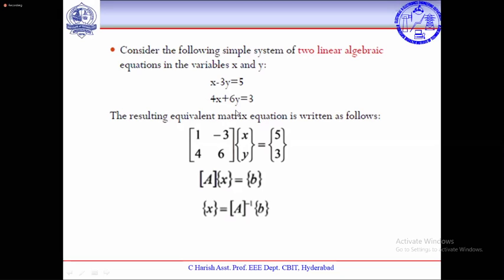When you take it in matrix form, what are you going to do? 1 minus 3, 4 6, and it is 5 3. What will you do generally? X equal to A inverse of B. If I take this 2 by 1 matrix as the X matrix, it is going to be X equal to A inverse of B. This is what we follow, right? We are going to find the values of X and Y. Is it clear, my dear friends?